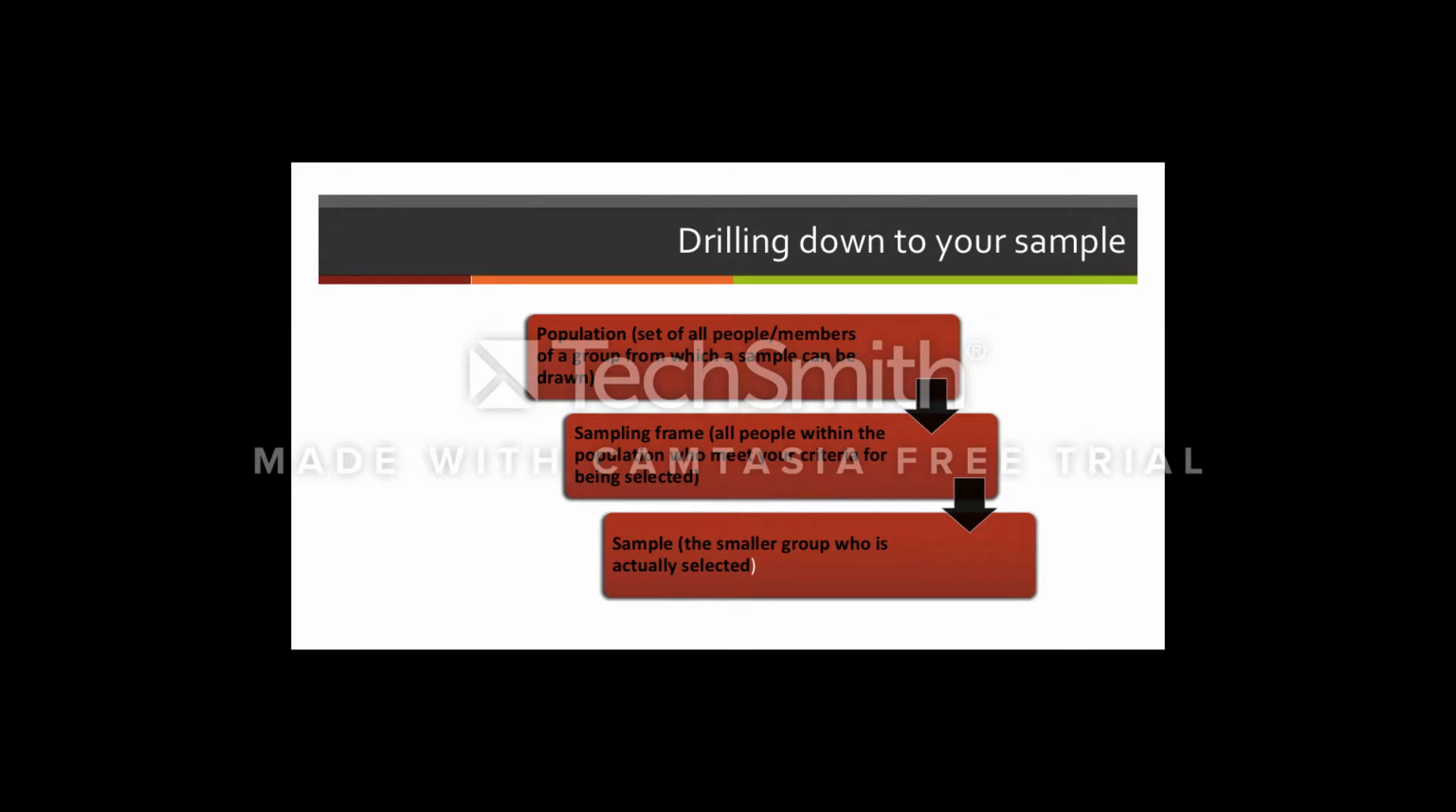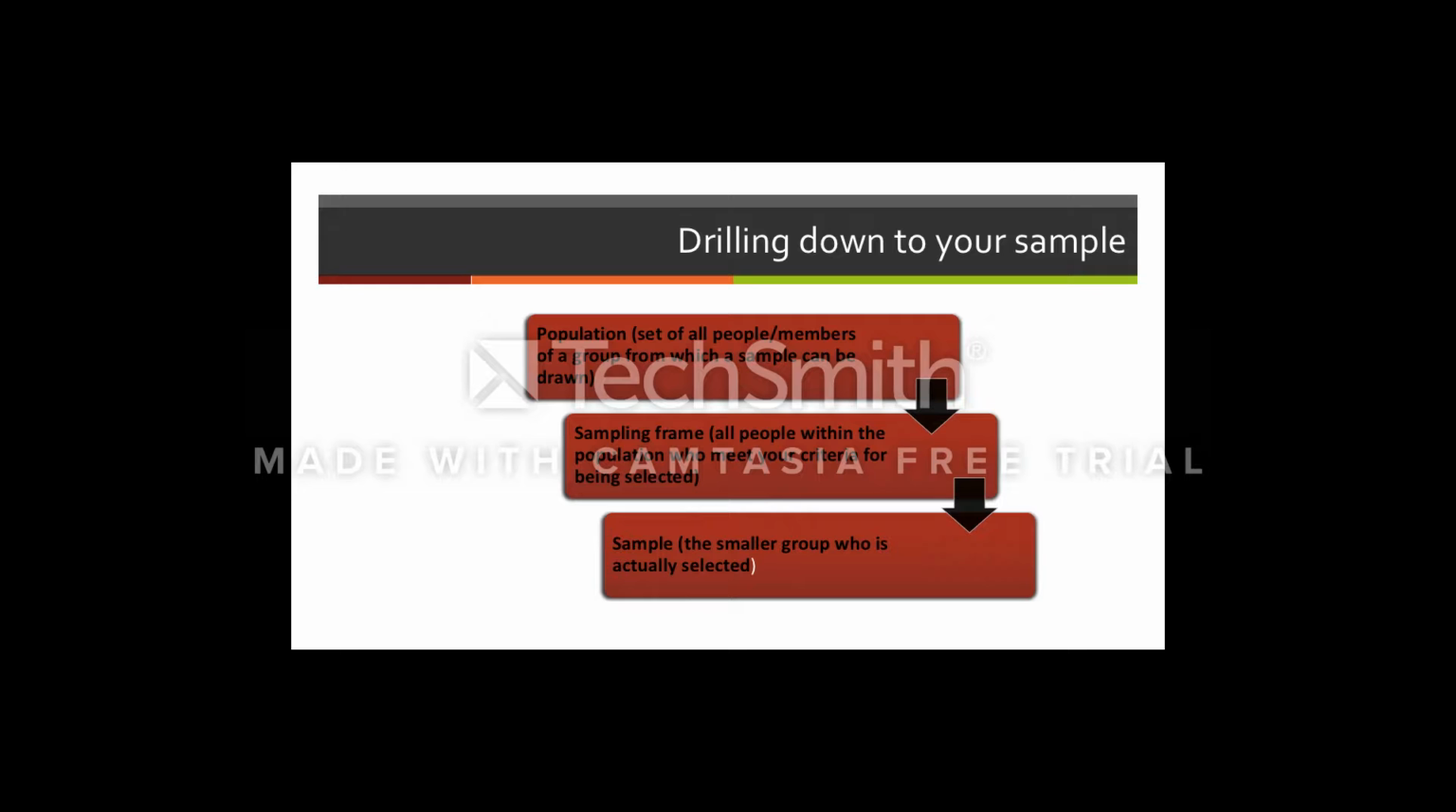So sampling is the process of selecting the people who will actually participate in your study or the people you will actually collect data from. And to do that, we start at the level of the population. So we clearly define the population.